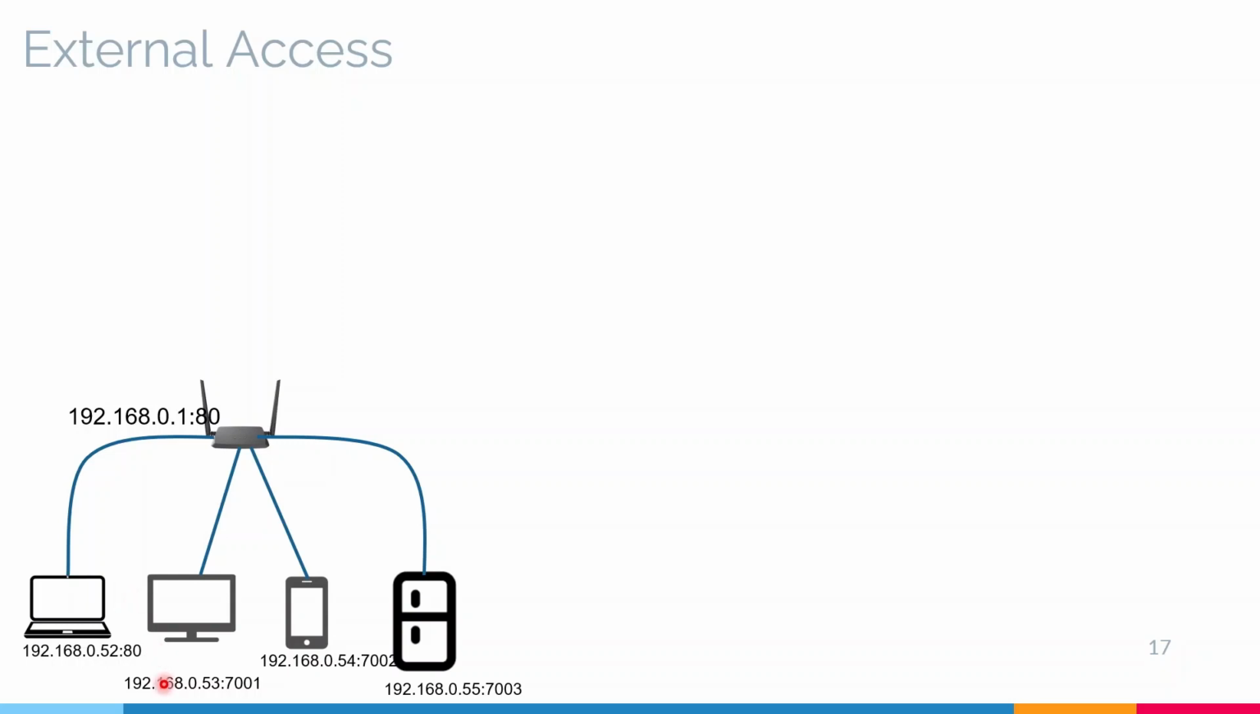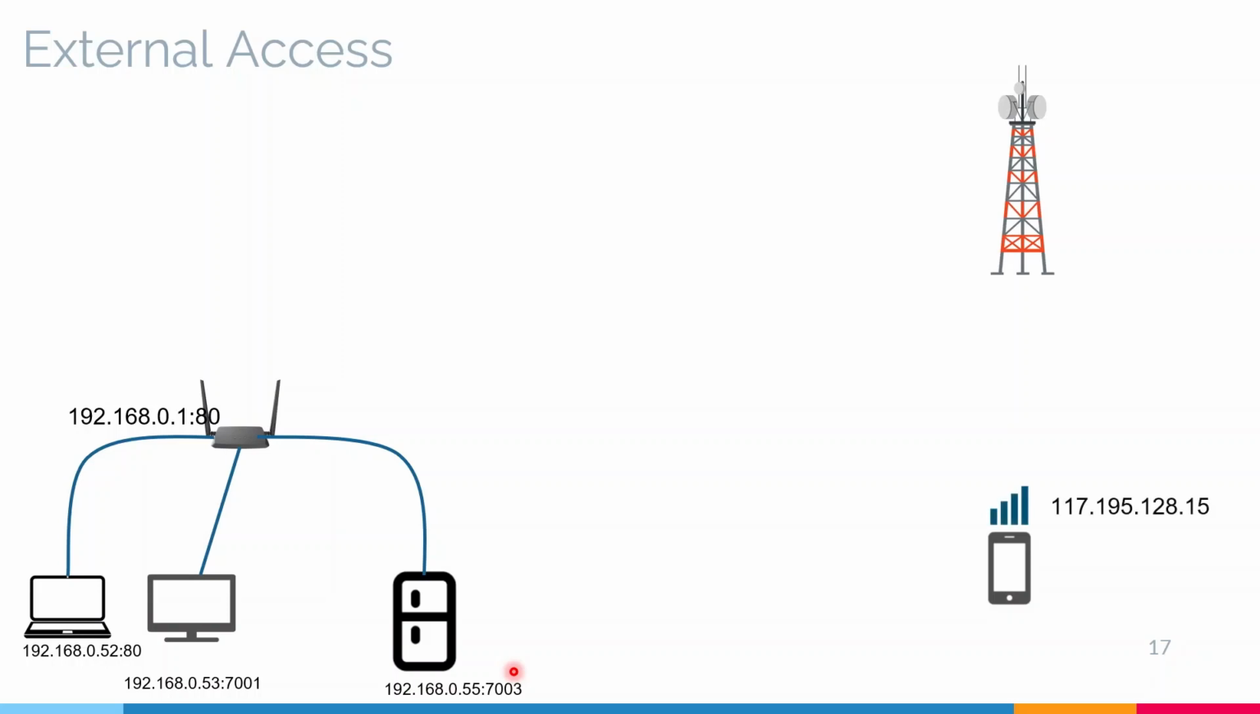Now let's slightly change the scenario. Assume it's summer and I plan a short vacation to a nearby hill station. As a result, my smartphone moves out of my home network. But I still want to control my devices back at home. So I turn on the mobile data and get connected to my cellular network's internet. This involves getting an IP address for my smartphone.